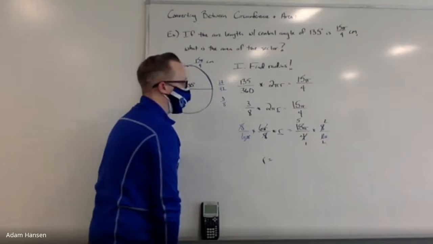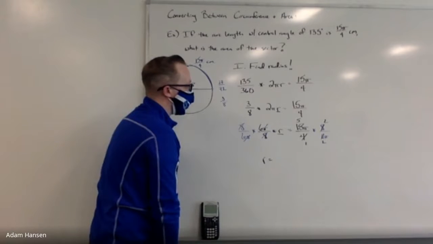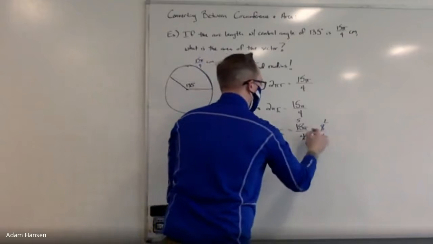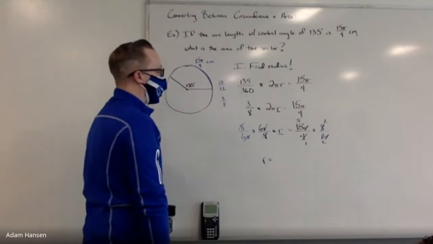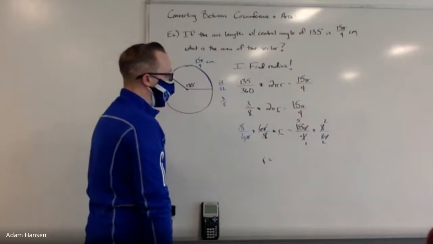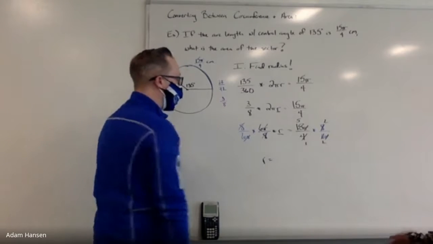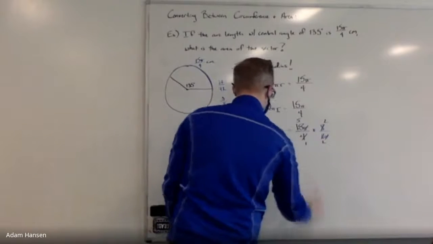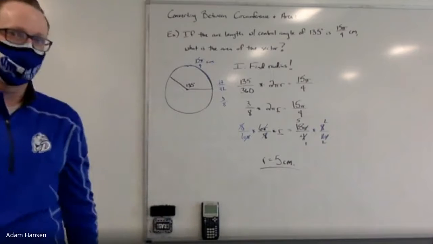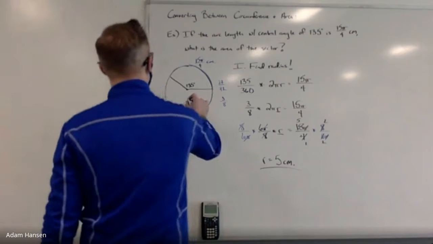Anything else cancel out that I haven't gotten rid of yet? No. Oh, the last 2's cancel each other out. Sure, and there's one more thing I was thinking of. Pi's cancel out too. So 5, I just multiply across. 5 times 2 is 10. On bottom, 1 times 2 is 2. So 10 divided by 2, our radius is 5 centimeters. Okay. The radius is 5 centimeters.